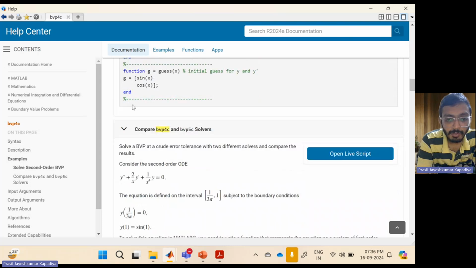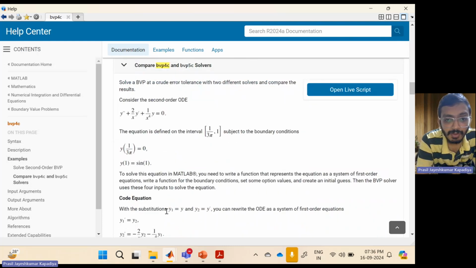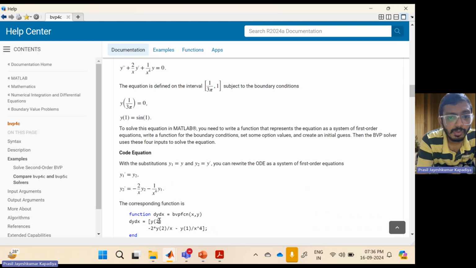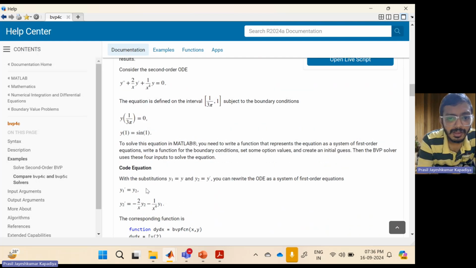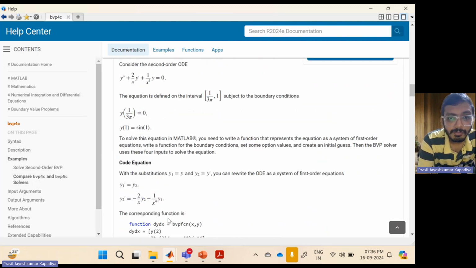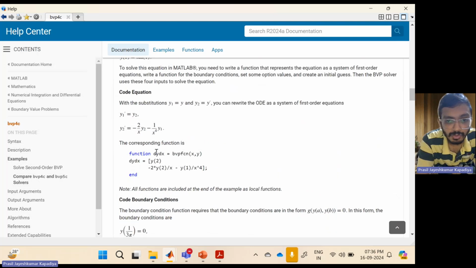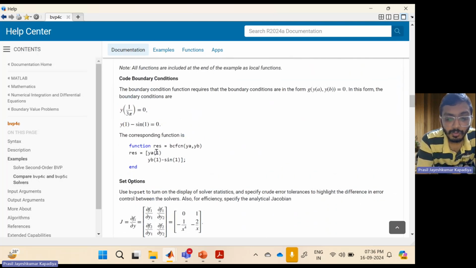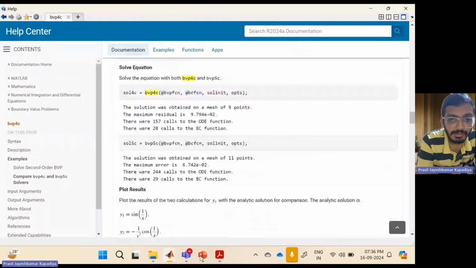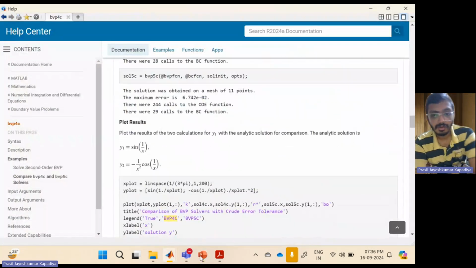Similarly, let's take the second problem. Here also we need to do y1 is equal to y, y2 is equal to y prime. So my y1 prime will be equal to y2, that is y of 2, and my second equation will be minus 2 divided by x times y prime, that is y2, minus y of 1 divided by x raised to 4. Correct? So we converted our second order differential equation into a first order equation.